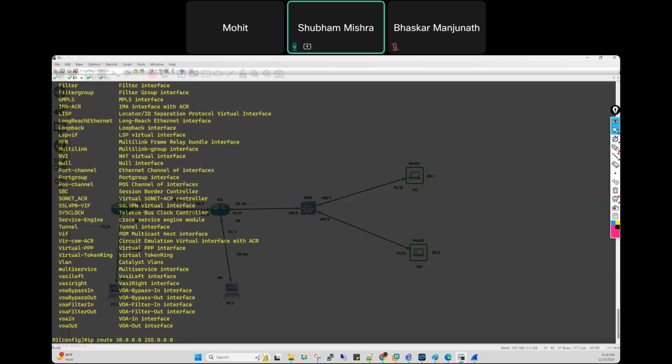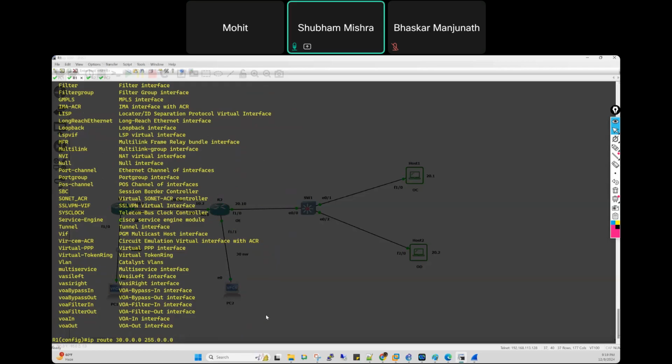Is this clear? Here you need to configure either the exit interface or the next hop address. For example, I am writing the exit interface.